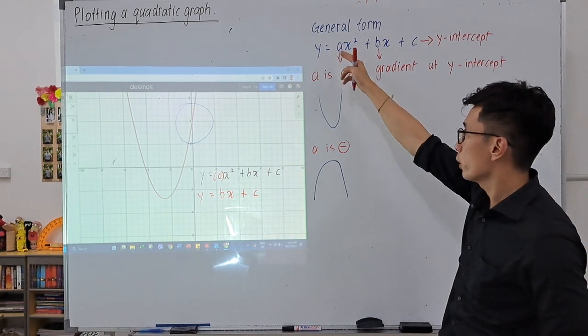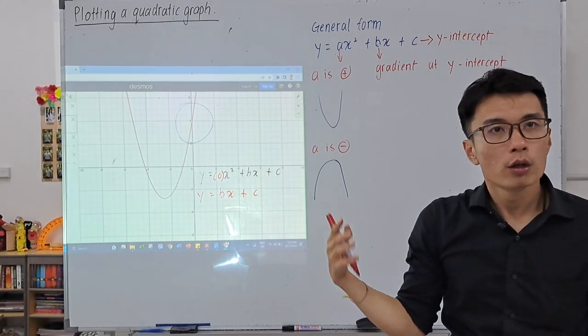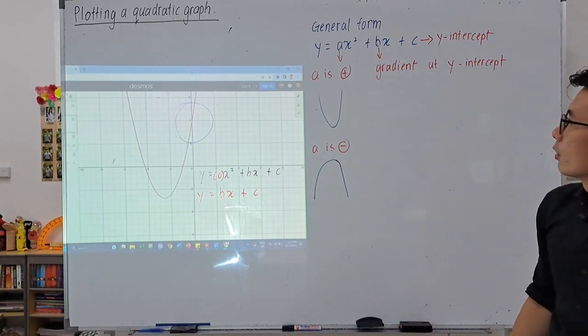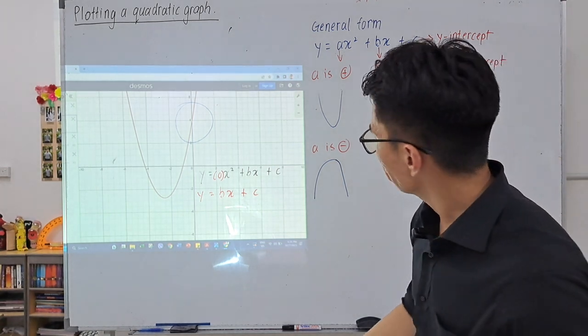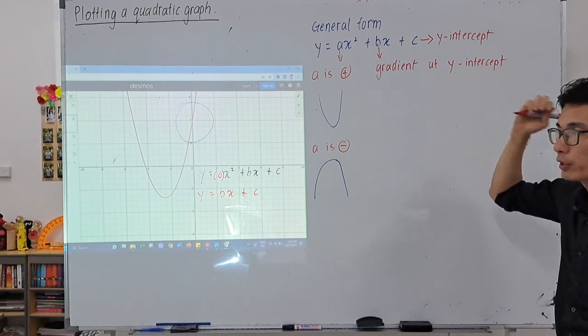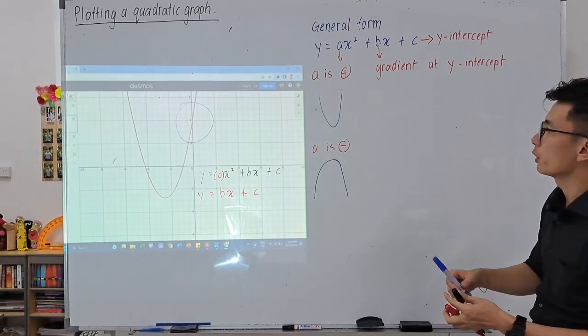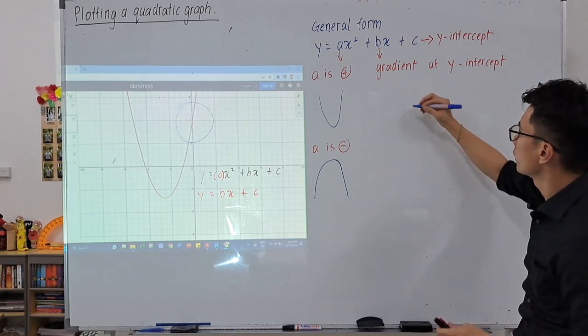So when I see an equation over here, I know how to visualize what the graph looks like. Over here, I'm going to sketch something for you. How do I know if there's a positive gradient or negative gradient? To show you this, I'm going to fix some values over here. So what I'm going to say over here is this.